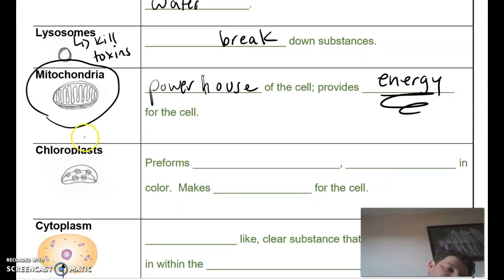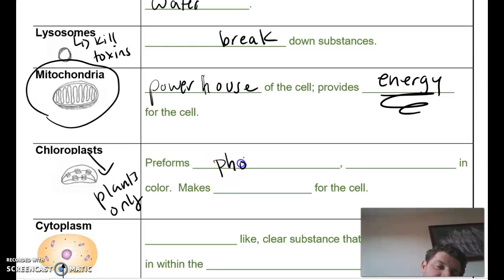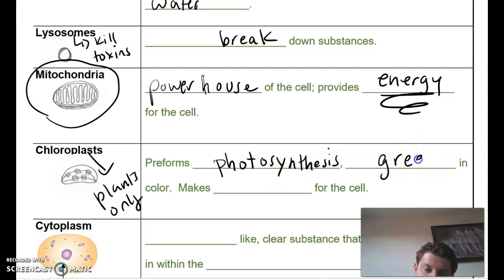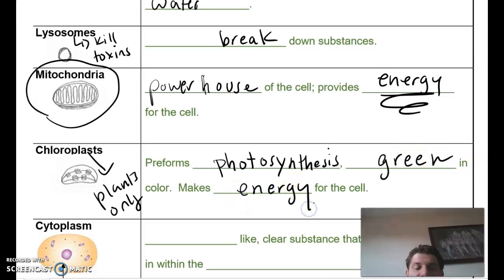Chloroplasts, again, plants only. They perform photosynthesis. This is what makes them green. They take energy from the sun and they are green in color and make energy for the cell.